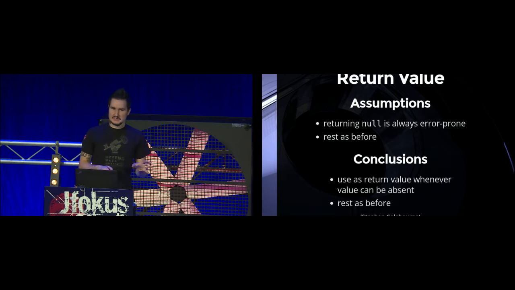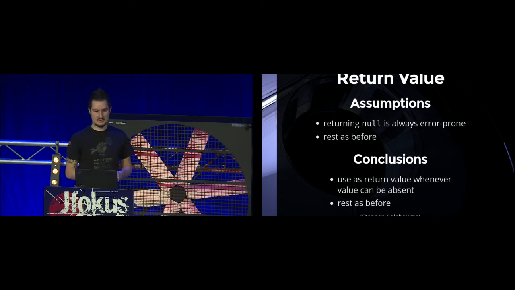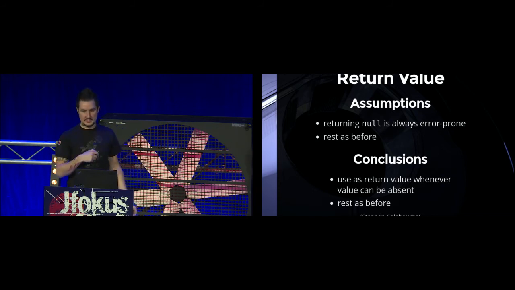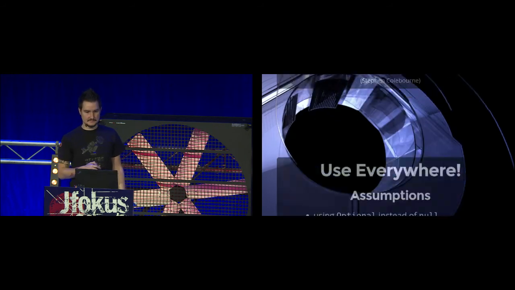Then there's a very, very similar approach, not limited return values, but return values in general. The idea is that returning null is always kind of error prone, so why not always return optional, unless you've found out by performance benchmarking that you have a problem somewhere. So the idea is to use it as a return value whenever, but don't do the other things: no parameters, no fields. Stephen Colebourne of Joda-Time fame, who is also at the conference, has that position basically.